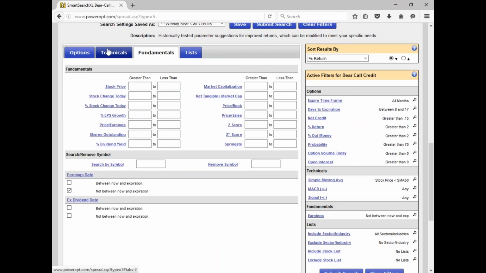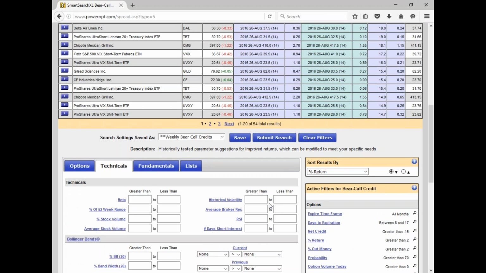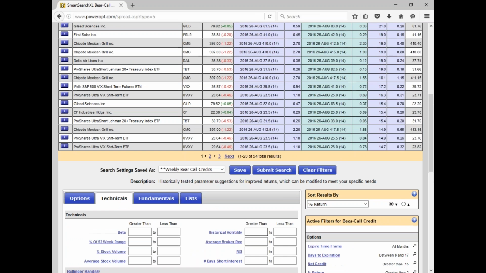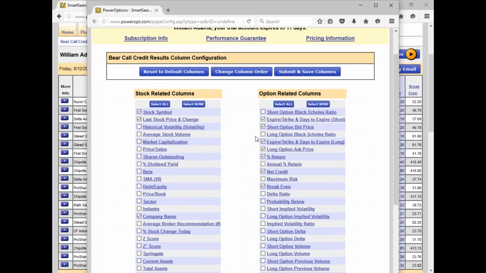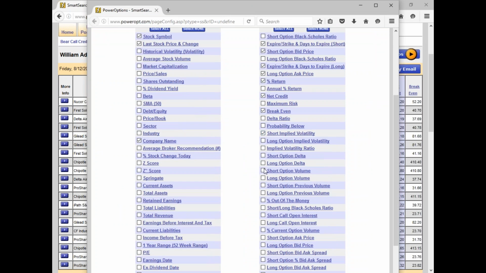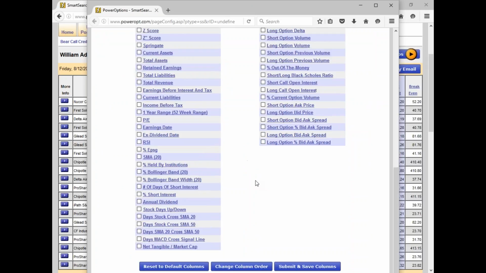In addition to that, in the technicals screen, you can also screen by the historical volatility of the stock. Any search criteria that you can use in the filter box in the parameter field, you can also see in your results. If I click on choose columns on any search, this will take us to a configuration page, and here I can choose to see the short implied volatility in my data results, the implied volatility ratio, the long implied volatility, and the stock volatility as well, the historical volatility of the stock.